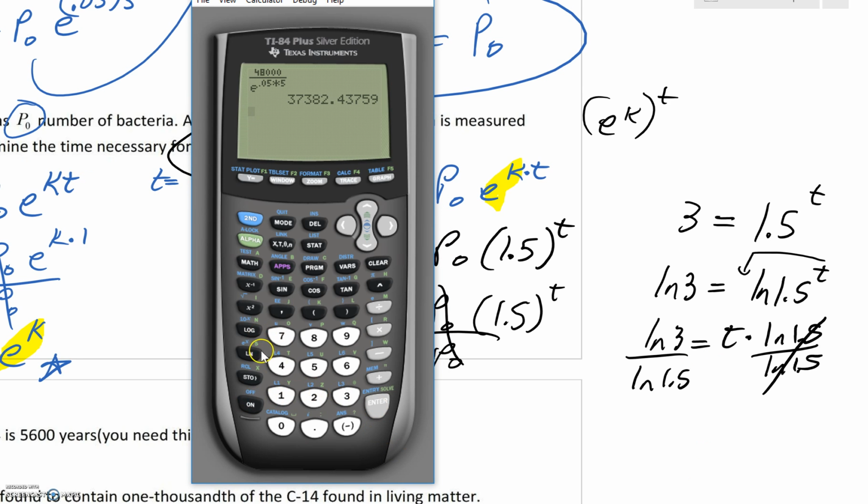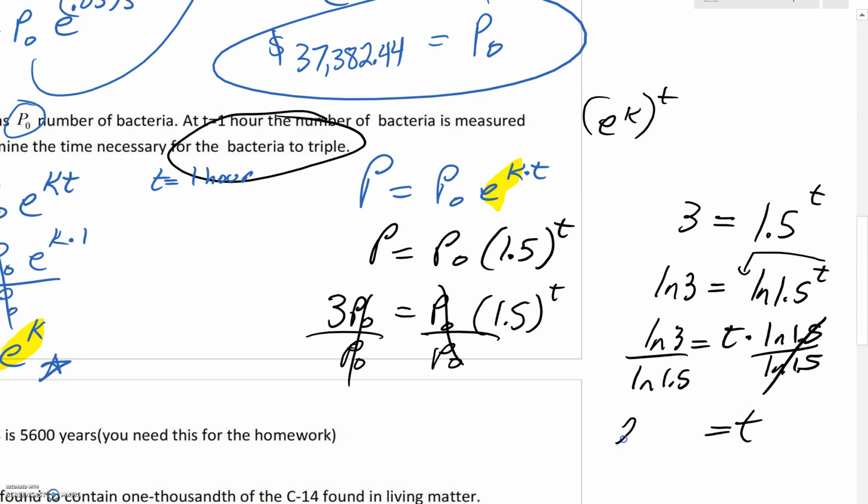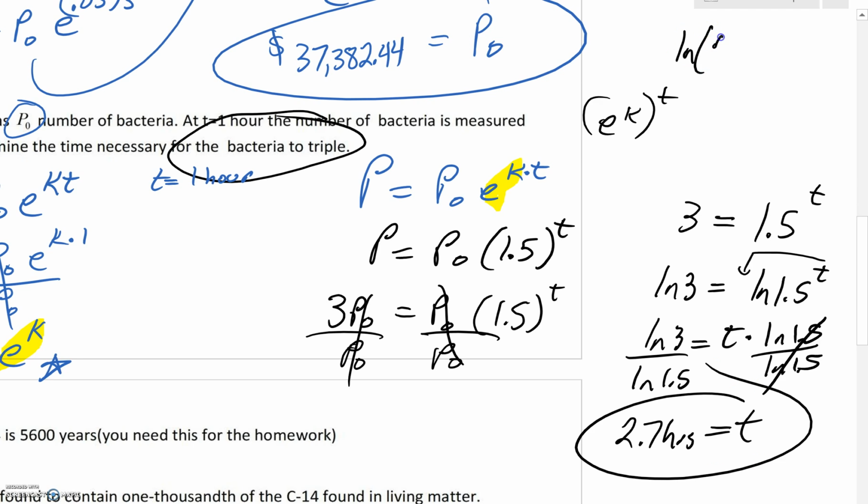ln of 3. Well, you can't subtract here. That's not the subtraction property. See, and that's worth talking about. It's about 2.7 hours roughly. The subtraction property would be ln of a over b. So we've got to be careful about that property, right?